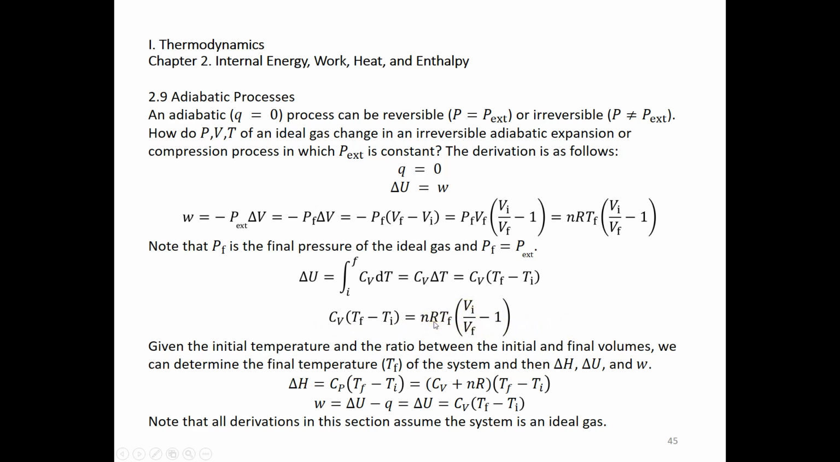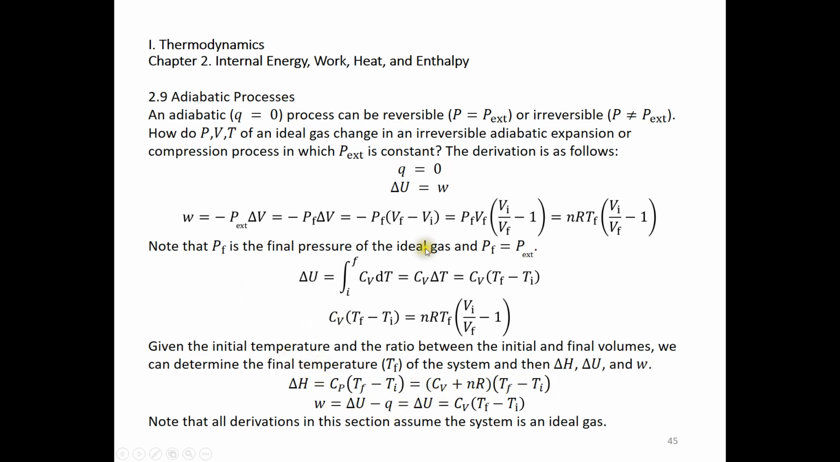N and R usually are provided, and then if CV is also provided, this equation contains only one variable, which is T final. We just solve for T final. Alright, once we have T final, we'll just get delta U, right? Or get W. We can also get delta H, right? Delta H is the integral of Cp dT for ideal gas. So we'll get this formula. So it's easy enough to get delta U, delta H, and W.